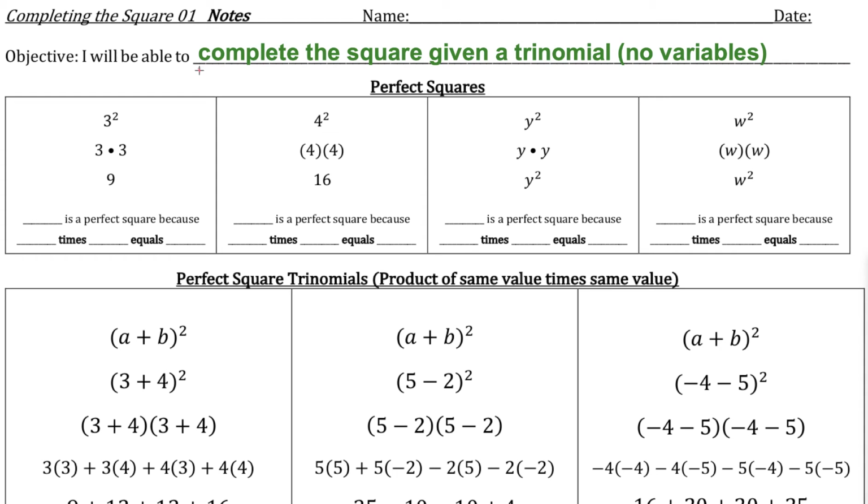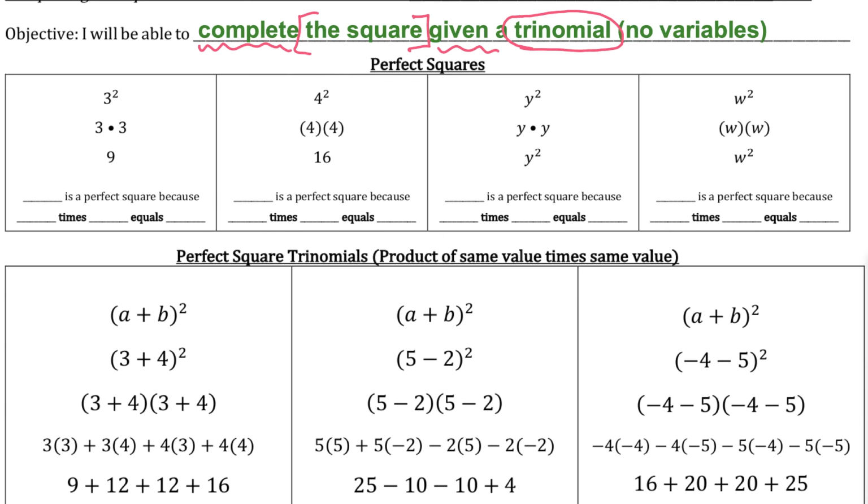Alright, so in this lesson we will complete the square. Given a trinomial with no variables in this case. So before we do this, let's figure out what a perfect square is first.